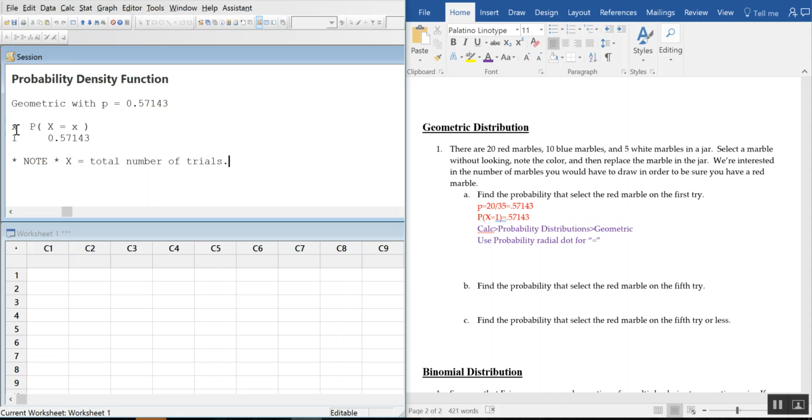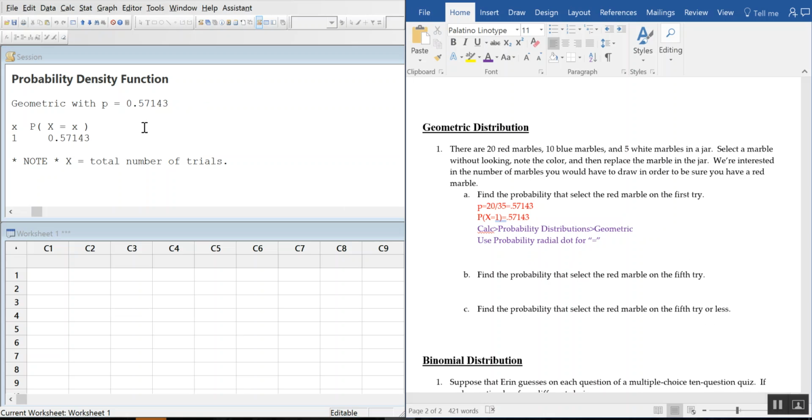And then reading this is a little weird. You kind of read it vertically. Little x is 1. So when I look for the probability that big X is equal to little x, which is 1, this is the probability result. Get the idea? Okay. So what you would report as your answer is, when probability of x equals 1, or I get it on the first try, it would be 0.57143. Get the idea? Let's do part B.